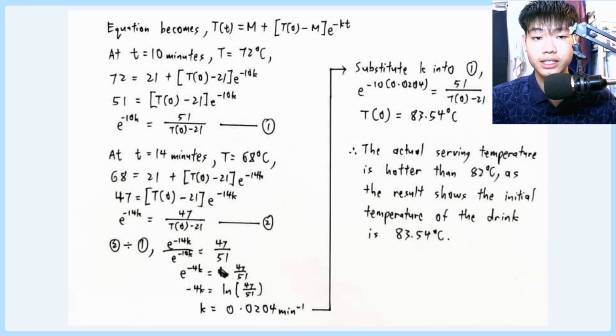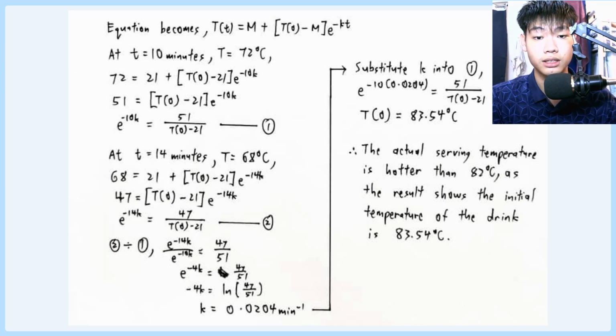We know that at t equal to 10 minutes, the temperature is equal to 72 degrees Celsius. By substituting the values inside our equation, we will get e^(-10k) = 51 over (T(0) - 21), and this is our first equation. We also know that at t equal to 40 minutes, the temperature is equal to 68 degrees Celsius. By substituting the values inside our equation, we will get e^(-14k) = 47 over (T(0) - 21), and this is our second equation.